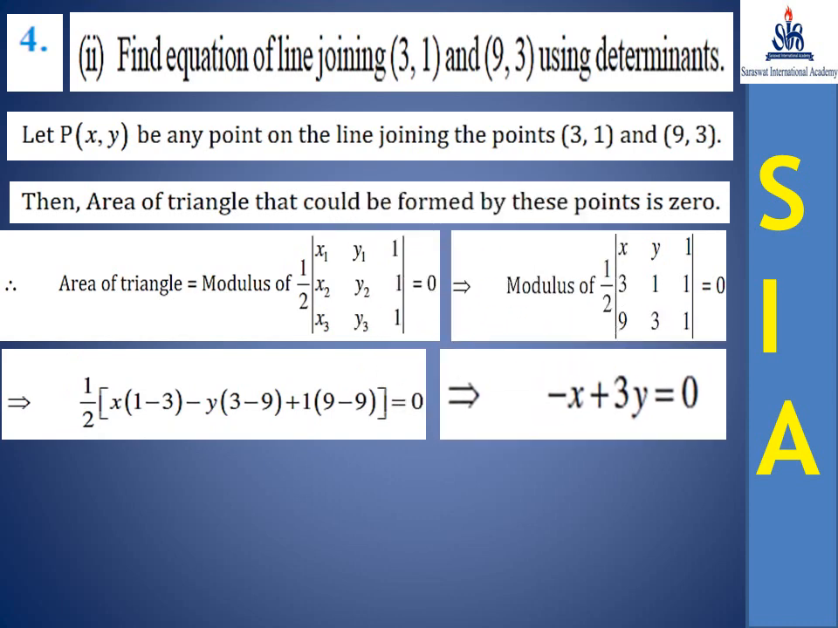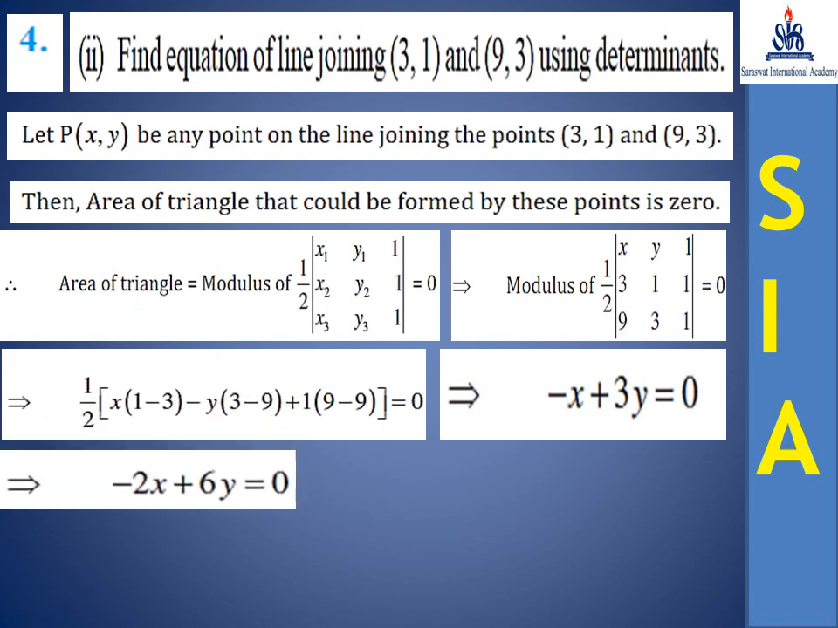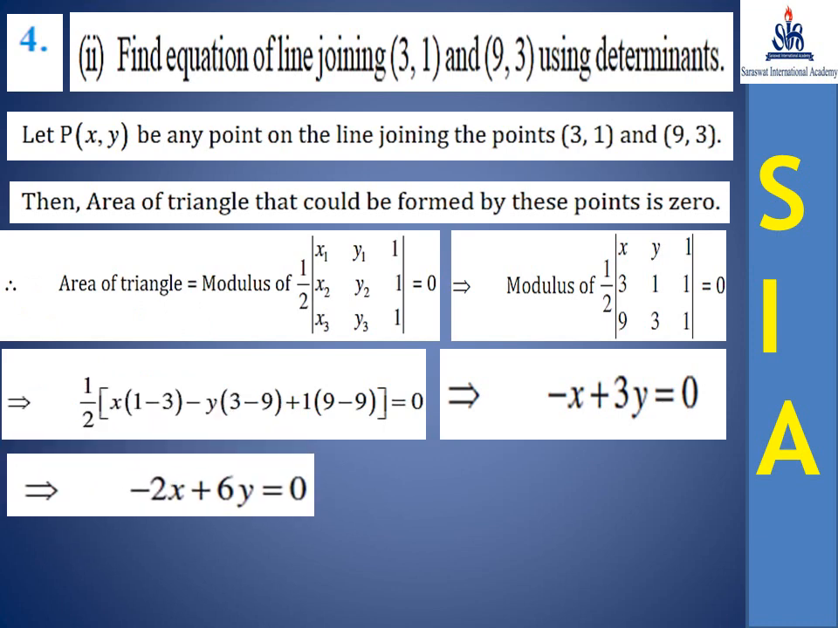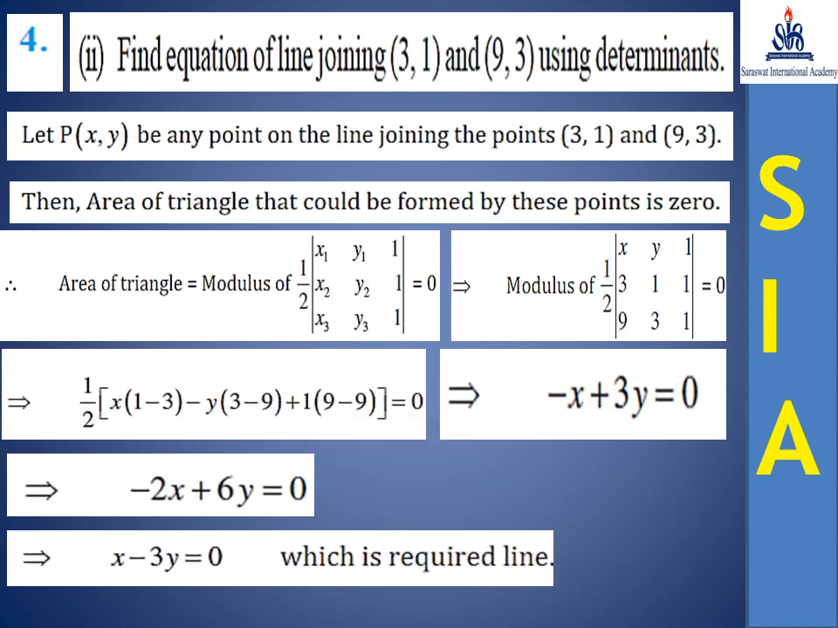You get the equation minus x plus 3y is equal to 0, and rearranging, you get minus 2x plus 6y, and the last answer x minus 3y is equal to 0, which is our required line. Yes students, this question is for only 2 marks.